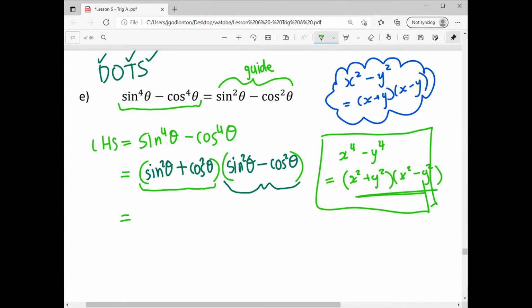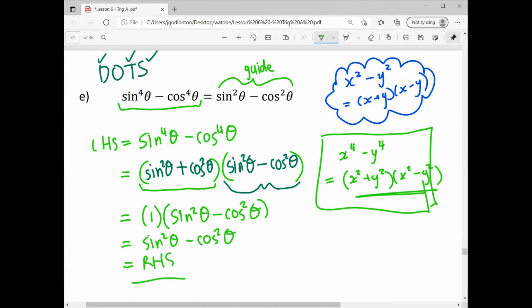Don't we have to equal to 0 or something? So sine squared theta plus cos squared theta is always going to be equal to 1. Yeah. And so then 1 times anything is itself, which is our sine squared theta minus cos squared theta, which is our right-hand side. And that's our final answer.